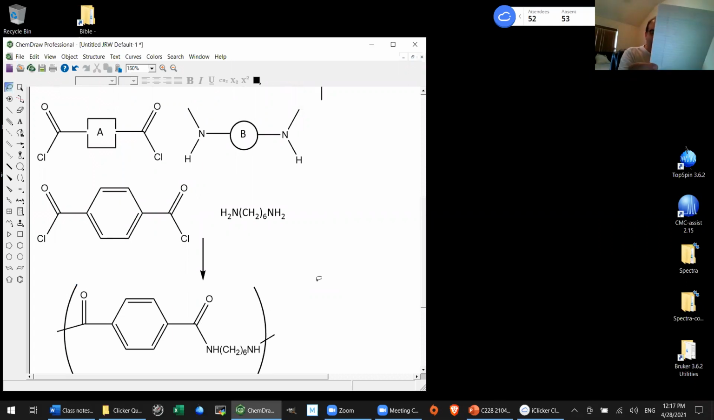And so uses of polyamides, well, synthetic fabrics, you knew that already. Kevlar, it turns out, is a nylon, a polyamide.